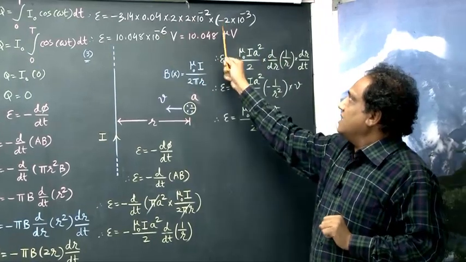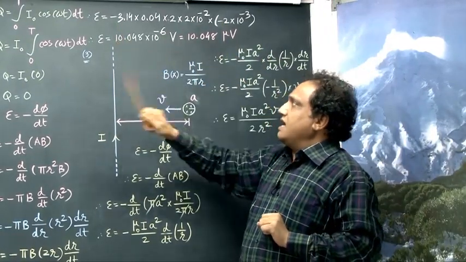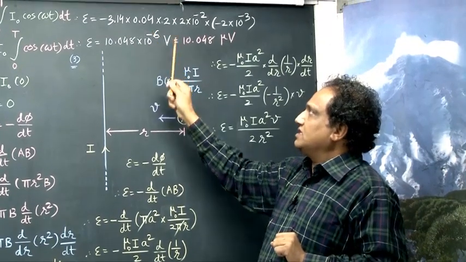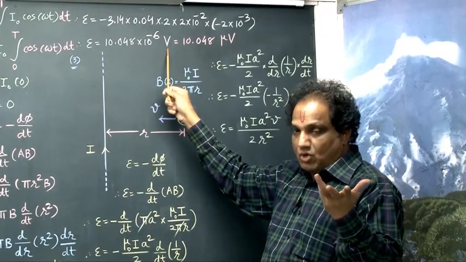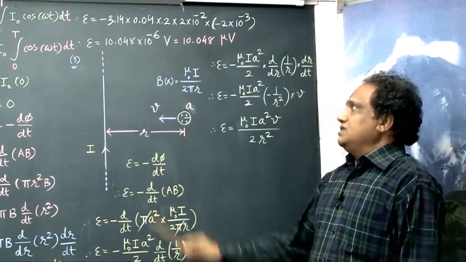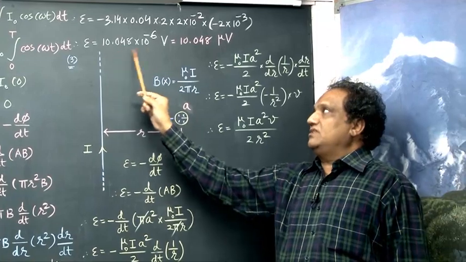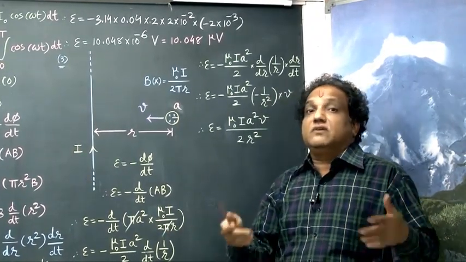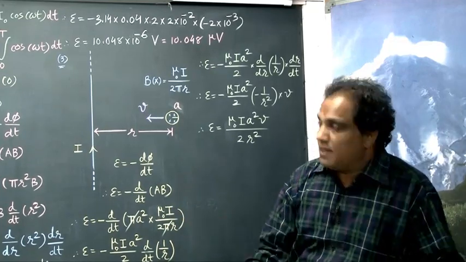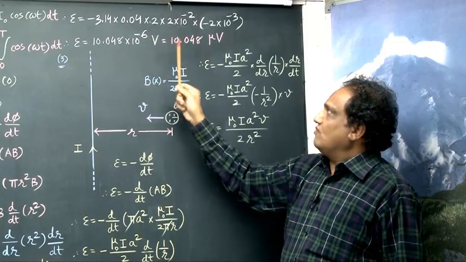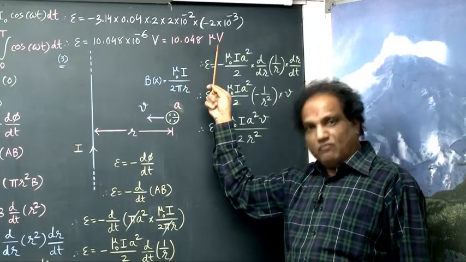Now simplify. Minus minus will become plus. Answer is exactly 10.048 into 10 raised to minus 6, this many volt. But don't you know, 10 raised to minus 6 volt is 1 microvolt. In the examination, if you just leave this as a final answer, no problem. But if by chance they ask the EMF in microvolt, then you know 10 raised to minus 6 volt is 1 microvolt. So 10.048, this many microvolt.